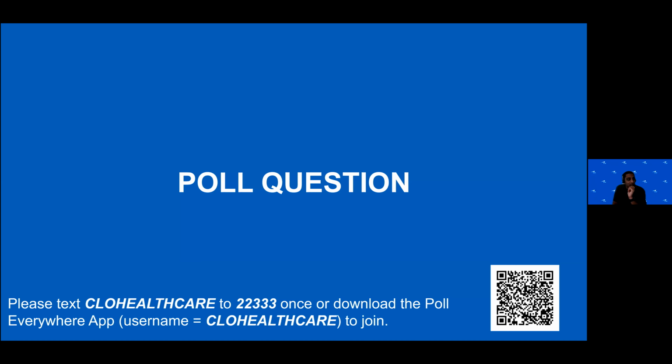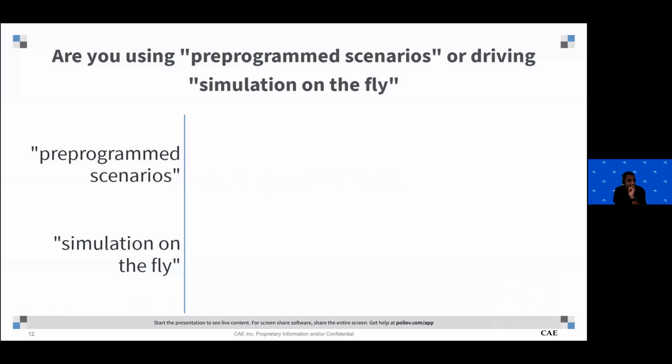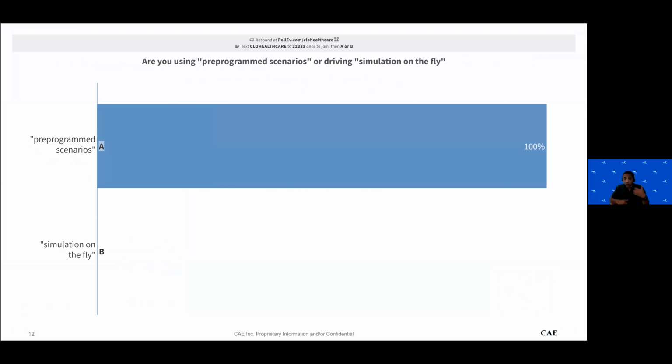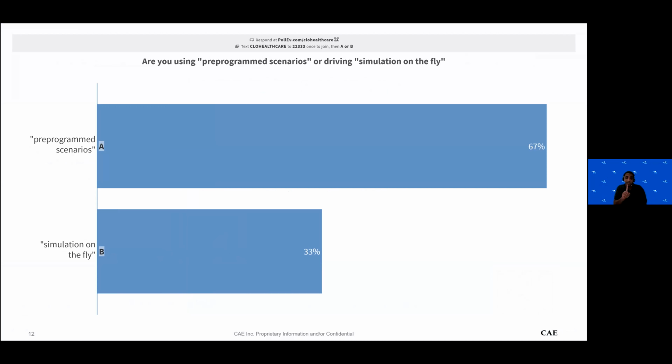So another poll question coming up for you. If you're ready for it, here it goes. I'm kind of curious, are you using pre-programmed scenarios or are you driving simulation on the fly? I'm wondering how many out there are actually leveraging what has been developed by yourself or others or purchased versus just impromptu creating something on the fly. And there is a value to simulation on the fly. So don't let us tell you there isn't a value to it, but there is certainly a value to it. So just kind of curious of where folks certainly sit.